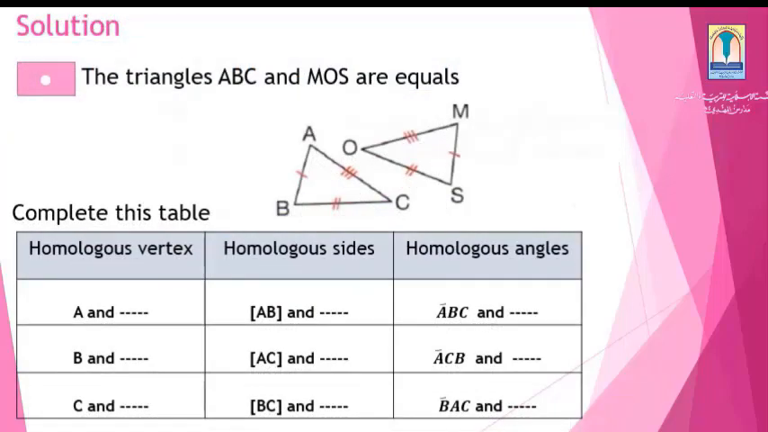Now let's check the solution. The homologous vertices that we have are A and M, B and S, C and O. The homologous sides are side AB and side MS, side AC and side MO, side BC and side SO. Also we have these homologous angles.